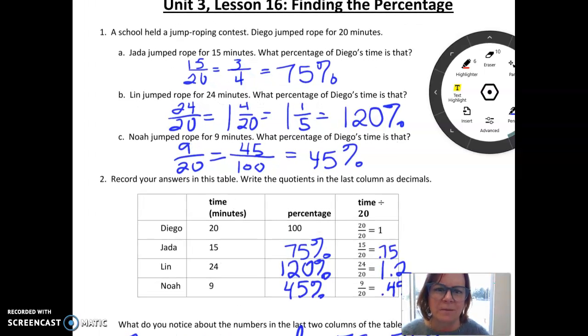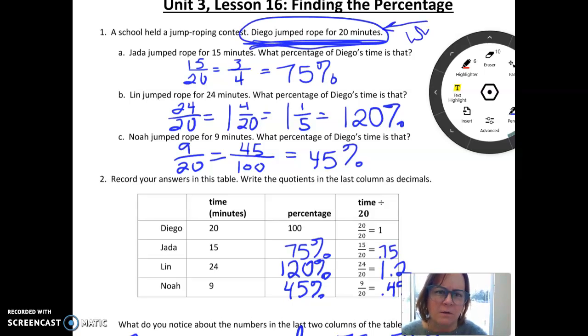Diego jumped for 20 minutes. Jada jumped for 15 minutes. What percentage of Diego's time is that? Well, Jada jumped 15/20ths. If Diego's is what we're comparing to, then that's kind of like our whole. And so we're going to see how much of that whole Jada jumped. So 15/20ths is what she jumped, which is 3/4 or 75%.